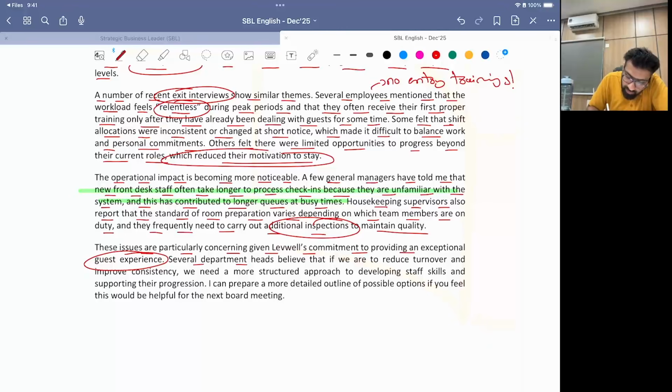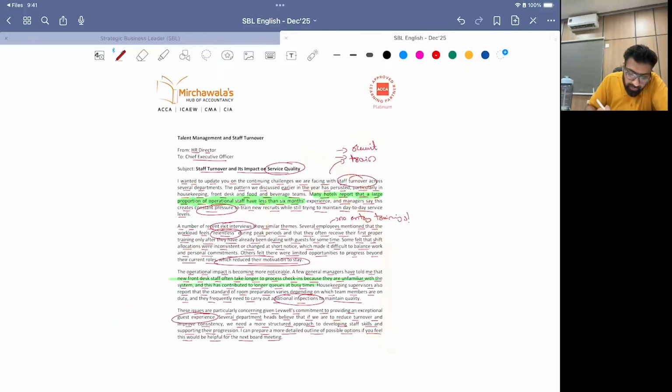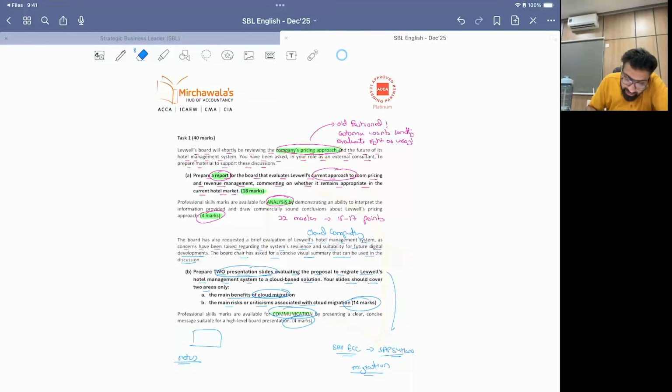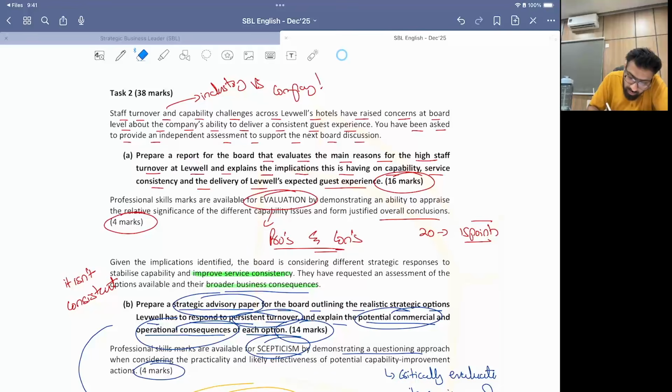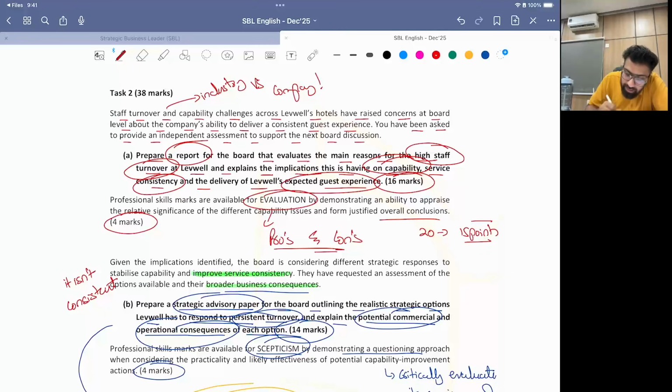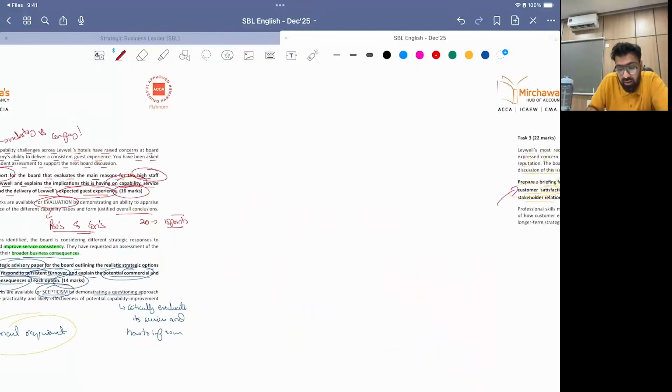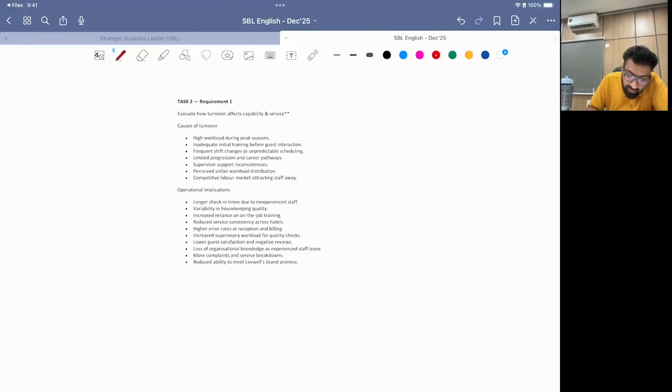Several department heads believe that to reduce turnover and improve consistency, we need a more structured approach to developing staff skills and supporting their progression. I can prepare a more detailed outline if you feel this would be helpful for the next board meeting. So now, what was the question, guys? The question was: prepare a report that evaluates the main reasons for high staff turnover at Levwell and explains the implications this is having on capability, service consistency, and expected guest experience. 20 marks, 15 good points.